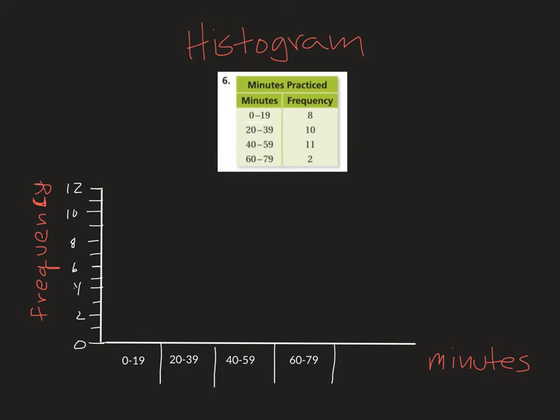Each one of these buckets, or bins as we call them, is 0 to 19, 20 to 39, 40 to 59, and 60 to 79. Now notice that they go right against each other. There are no spaces in between them.